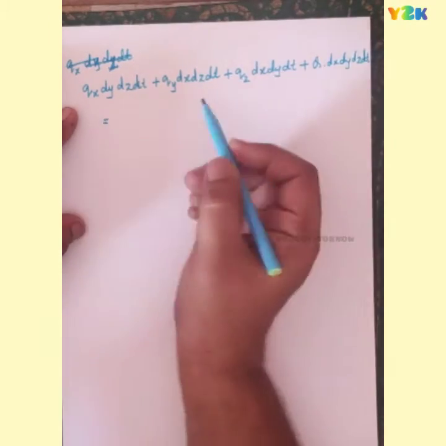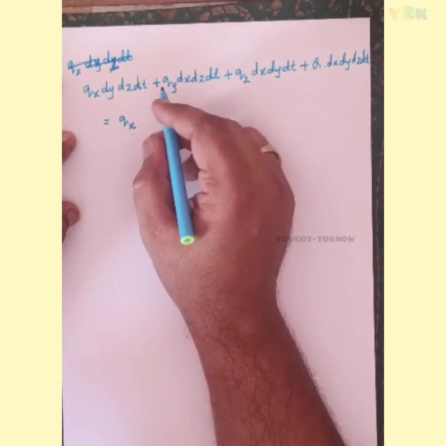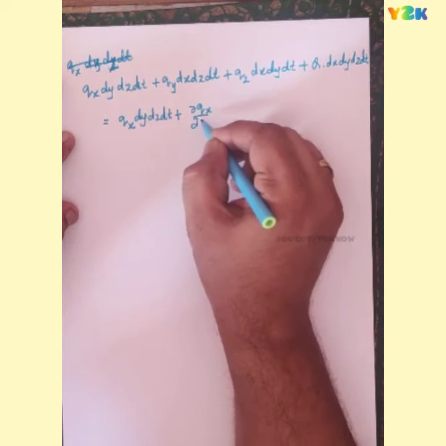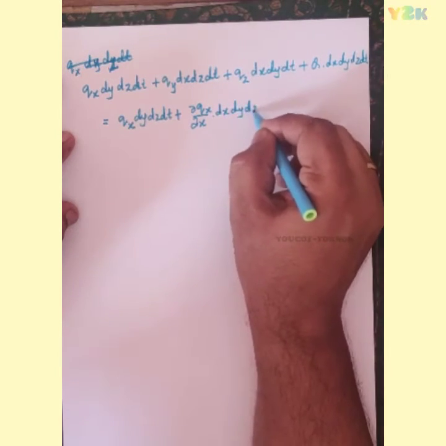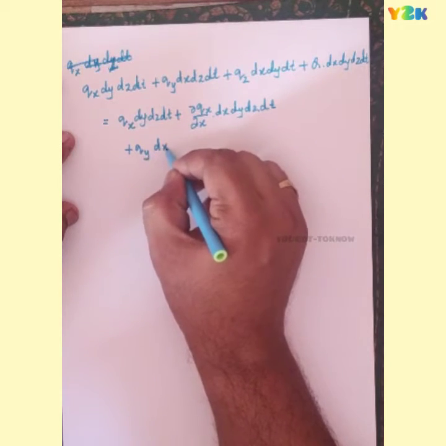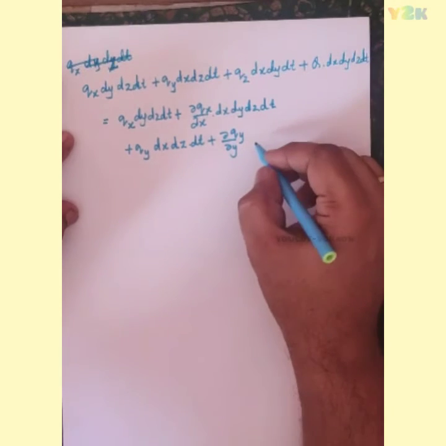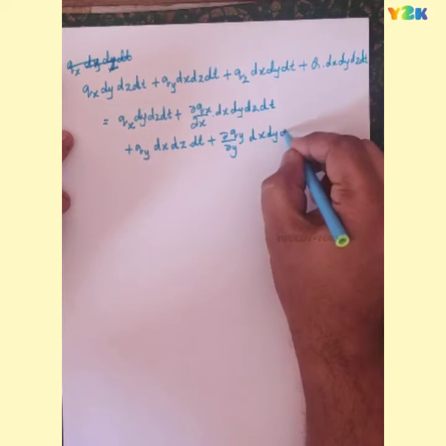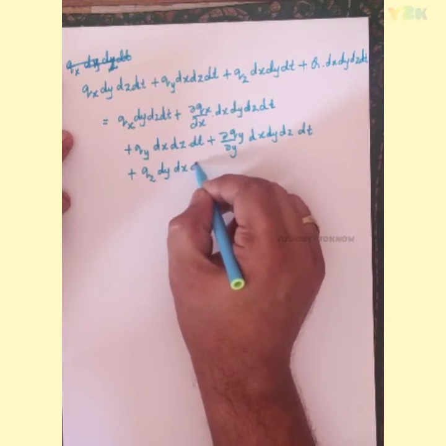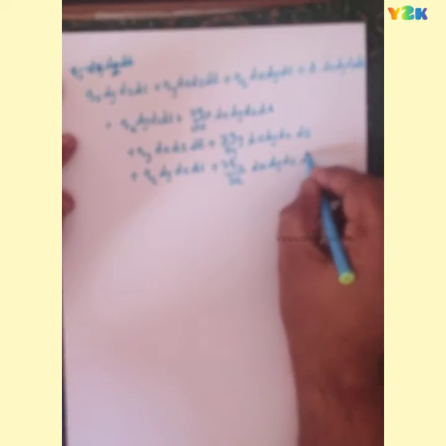Now this will be equal to the right hand side. What is qx plus dx? I can write it as qx into dy dz into dt plus ∂qx by ∂x into dx dy dz into dt. Now I am just elaborating it. Similarly, I have qy into dx dz into dt plus ∂qy by ∂y into dx dy dz into dt. Now this is the second term. The third term is qz into dy dx into dt plus ∂qz by ∂z into dx dy dz into dt. Now this is elaborated.